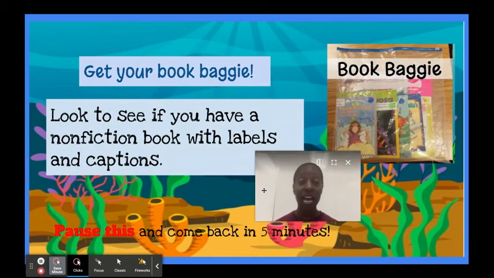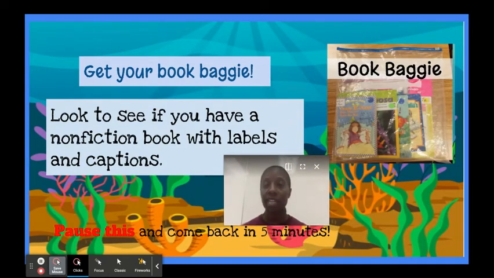So now, scholars, what I want you to do is get your book baggie. And I want you to look to see if you have a nonfiction book with labels and captions. I want you to pause this and come back in 5 minutes. Go get your book baggie.